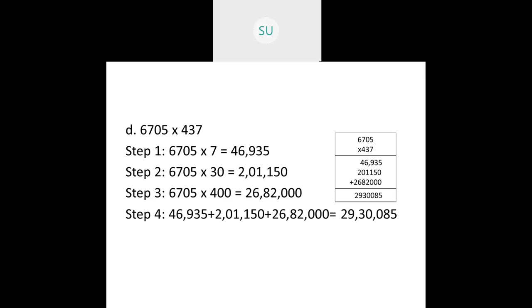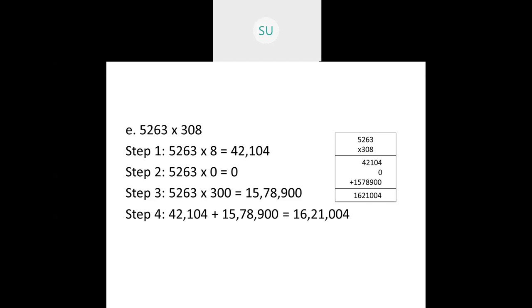So when you multiply, you'll get 26,82,000. And now we'll add all the three numbers. When you add all the three products you've got, you'll get 29,30,085. So the answer for question number D is 29,30,085. I hope you are understanding how to do multiplication. It's quite similar to multiplying with two digit numbers.